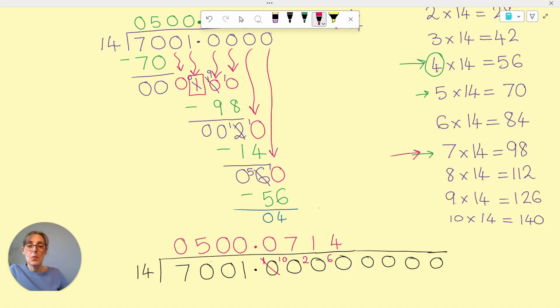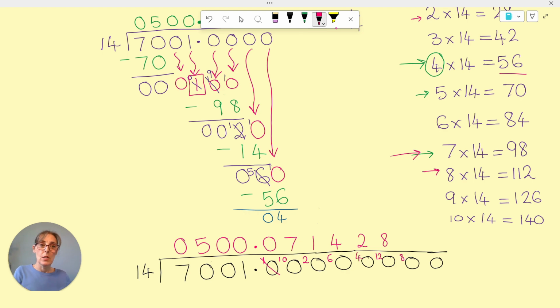Okay, so how many 14s fit into 60? 4 14s is 56, carry 4, because the difference between 56 and 60 is 4. How many 14s fit into 40? Well, 2 14s are 28. All right, so the difference between 28 and 40 is 12. How many 14s fit into 120? 8. And the difference between 120 and 112 is 8.